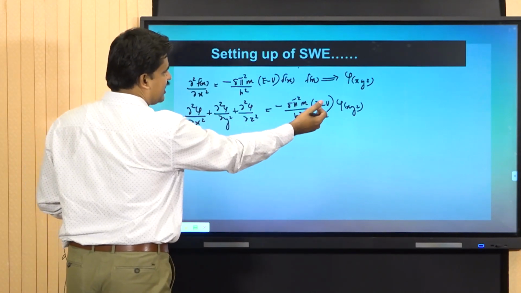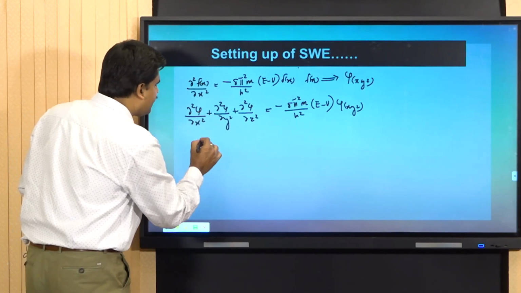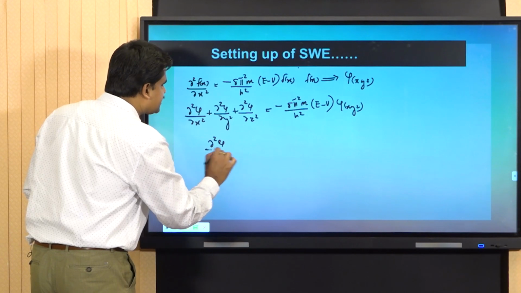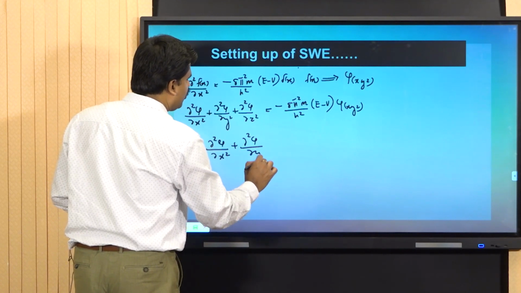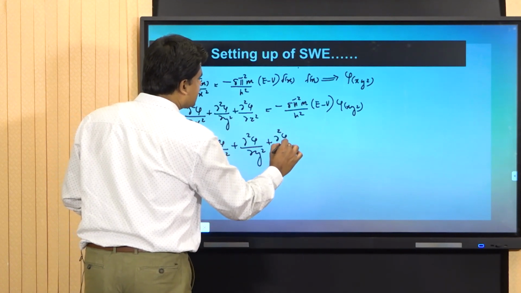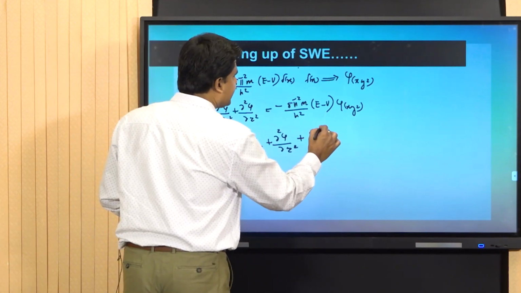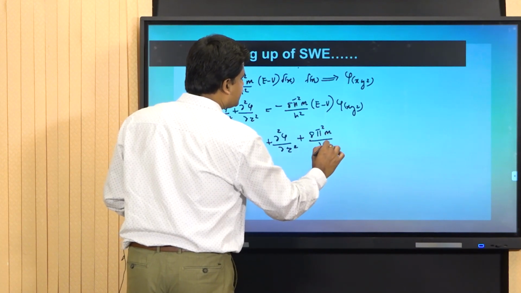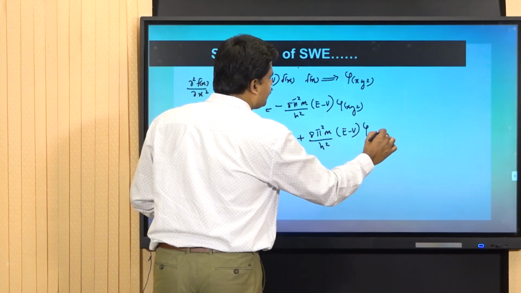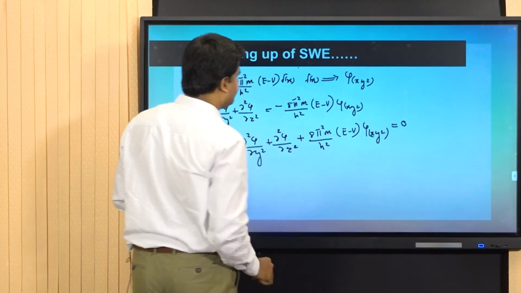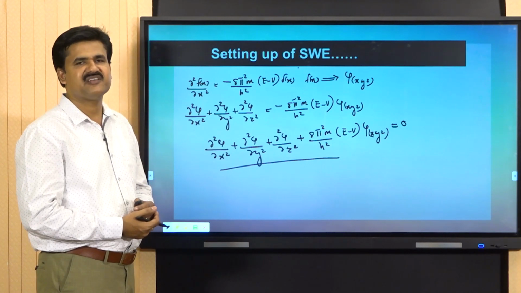And the right hand side can be shifted towards the left hand side to get RHS as 0. That is, we get the final relation: dou square psi by dou x square plus dou square psi by dou y square plus dou square psi by dou z square plus 8 pi square m by h square into E minus V into psi of x, y, z is equal to 0. This is known as the time independent Schrodinger wave equation.